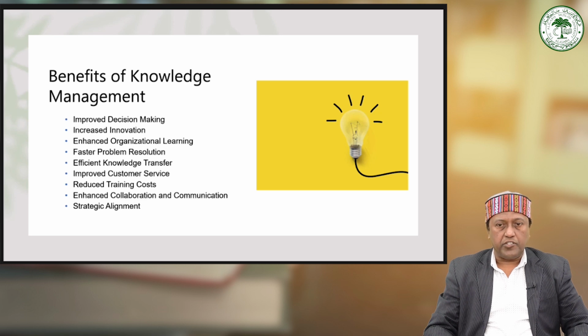Another advantage is strategic alignment. Knowledge management helps organizations align their knowledge assets with the strategic goals and objectives. By focusing on critical knowledge areas and competencies, organizations can ensure that knowledge management efforts support broader organizational priorities.